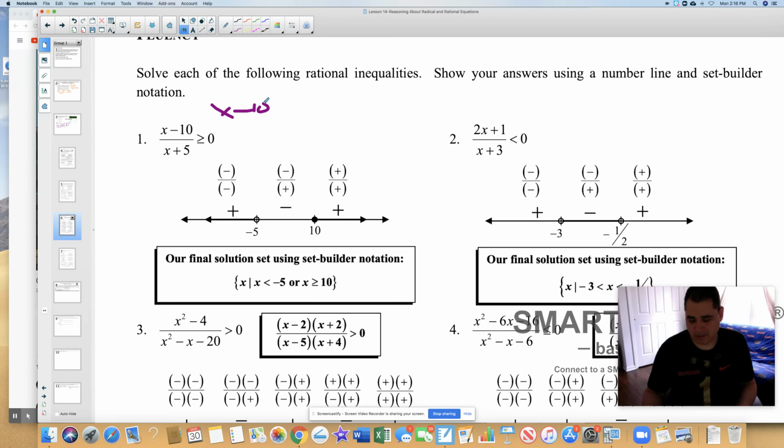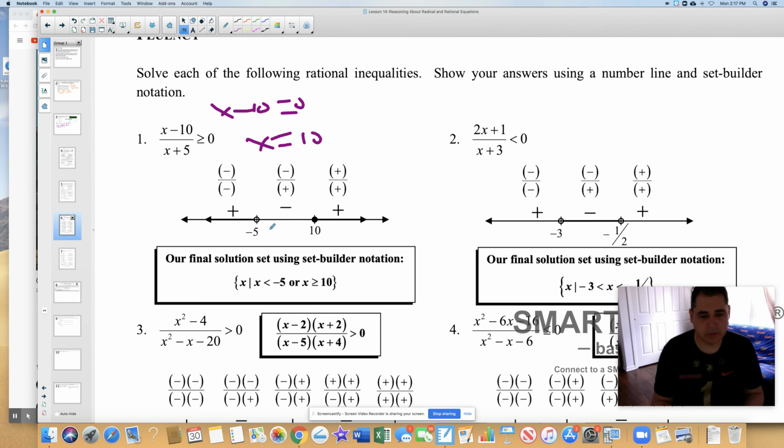I'm using the mouse instead of my tablet here. x minus 10 is equal to 0. That's how I think about it. And that's x equals 10. So 10 is a possibility. Since it's a greater than or equal to symbol, it's included. So now your potential roots are -5 and 10, root 1 and root 2.